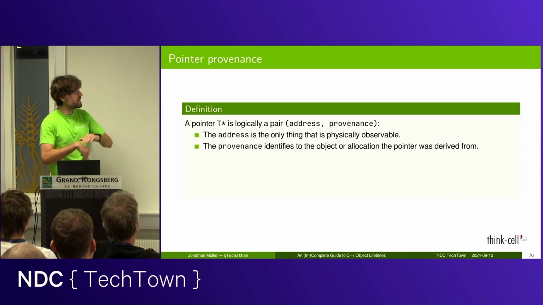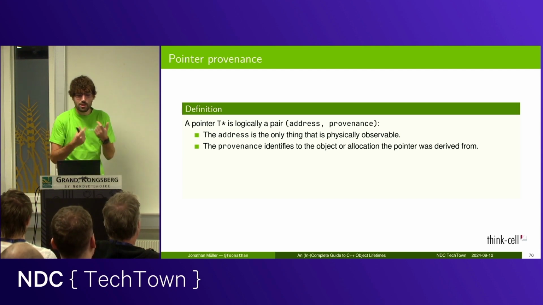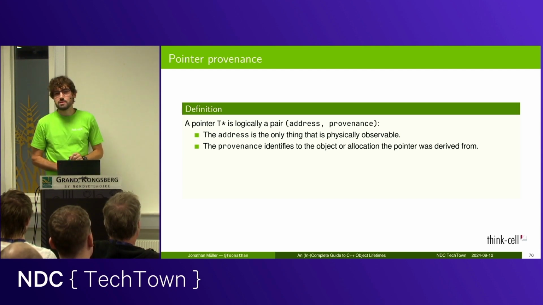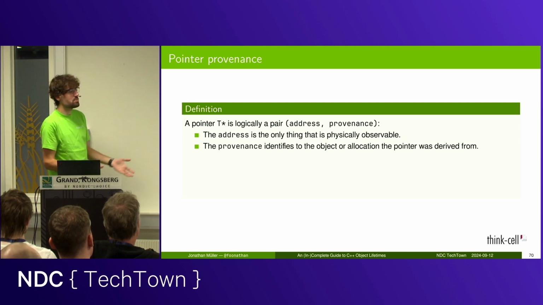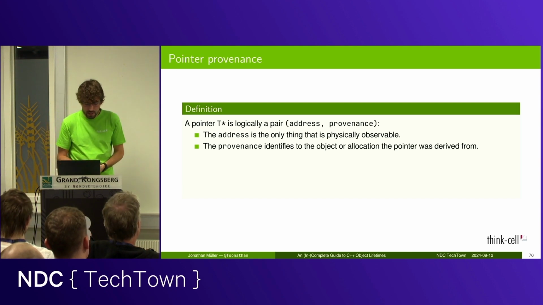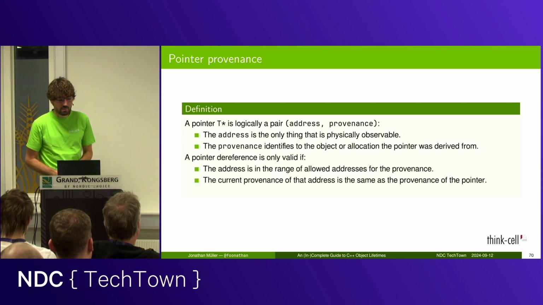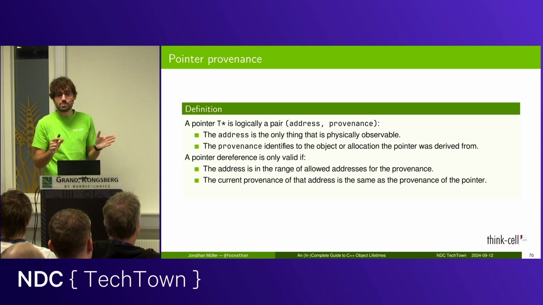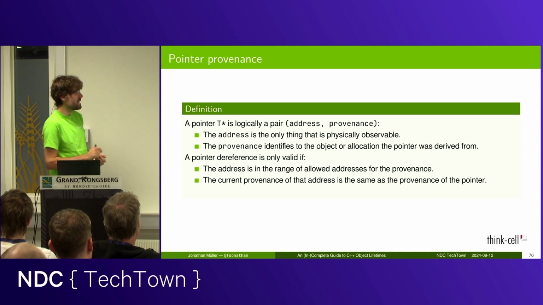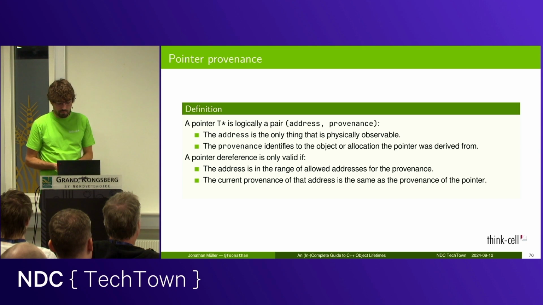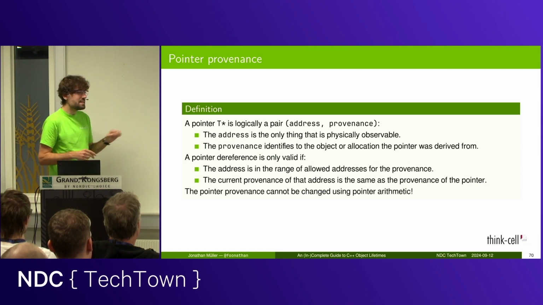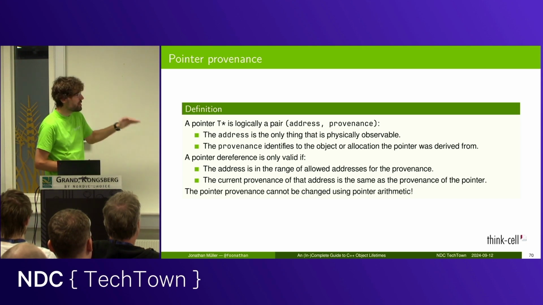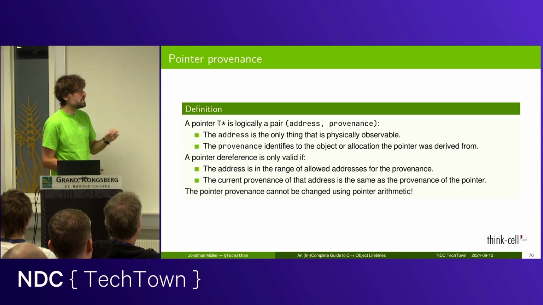So logically, again, for the abstract machine, not for the actual CPU, a pointer has two things: the actual address and the provenance. The address is the thing that is physically observable. This is what equals equals compares. And then the provenance identifies the object or allocation the pointer was derived from. So that remembers how we obtained that particular address. The pointer dereference is only valid if the address matches the range of allowed addresses for that particular provenance, and the current provenance at that address still matches the provenance of the pointer. And crucially, it doesn't matter how many pointer arithmetic operations or checks you do, you cannot change the pointer provenance. The pointer always remembers where it came from.